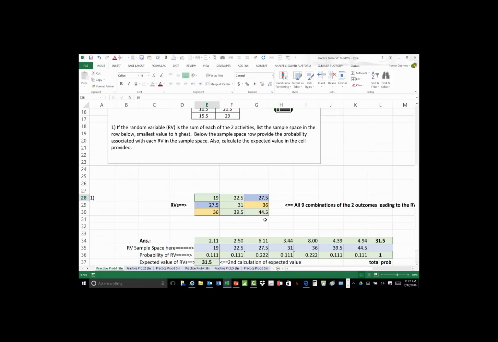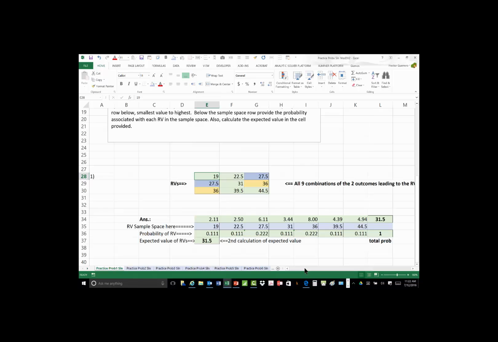And 39 and 44.5. So how do we calculate our expected value? The expected value is going to be calculated by taking each one of these random variables and multiplying them times the probability of their occurrence. There are 9 possible occurrences, 36 happens twice, so 2 out of 9, or 2 divided by 9, is the probability of 36 occurring. Same for 27. 1 out of 9 is the probability of 19 happening.